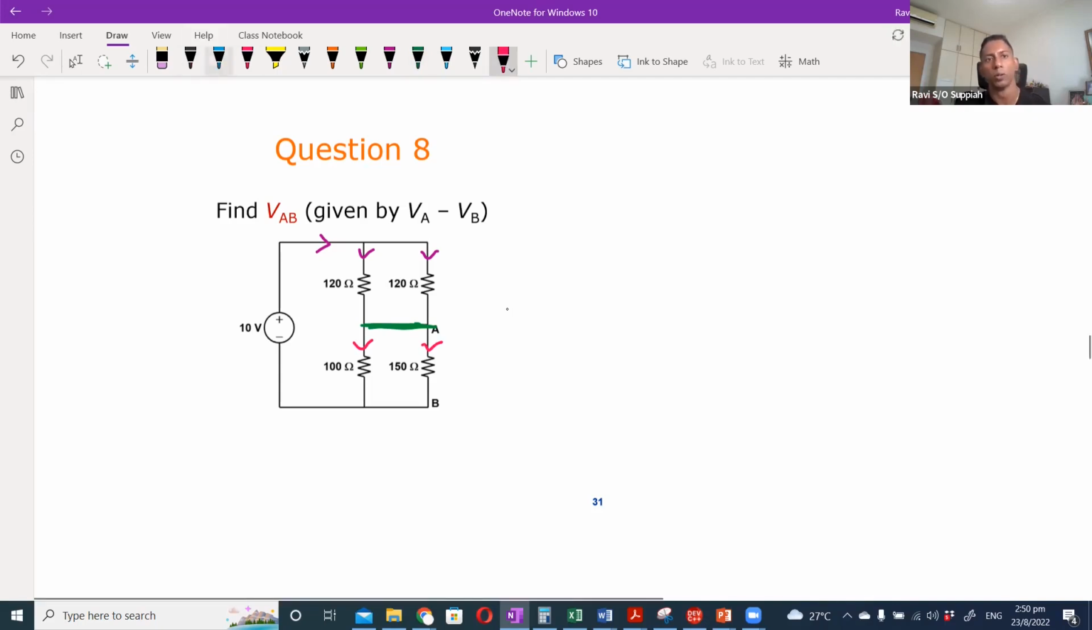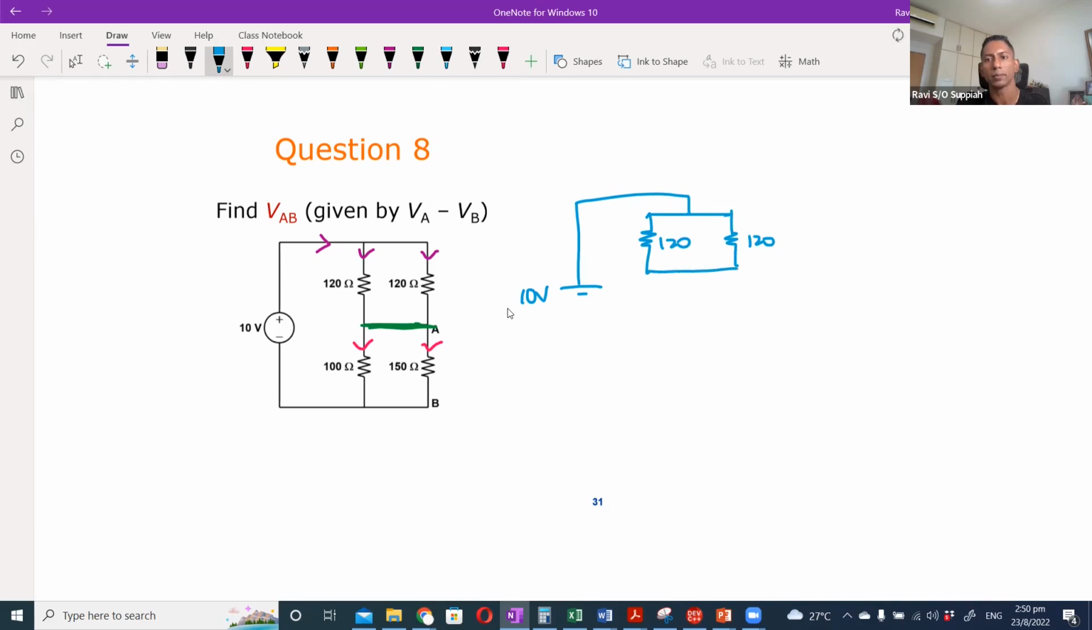If I were to redraw this circuit, I can draw it such that initially you have two branches, 120 and 120. After it's split, it will come back and then split one more time, and when it splits one more time, it is 100 and 150.